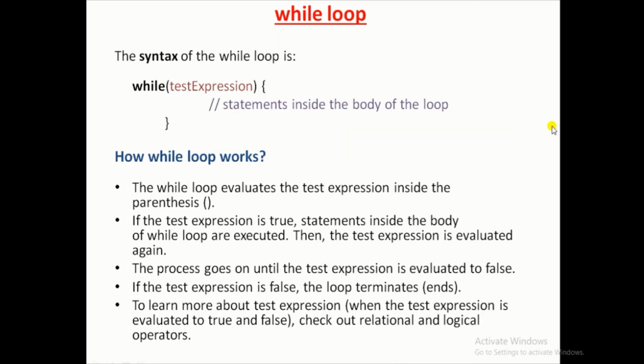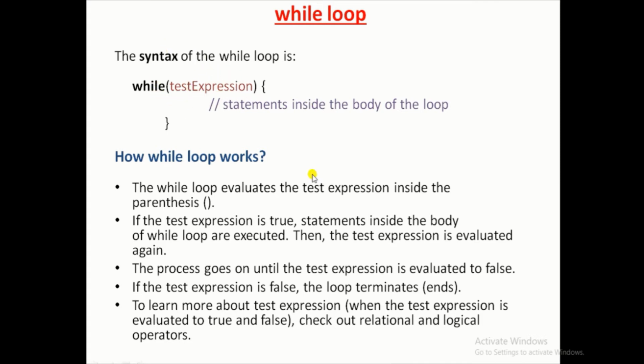Before starting the while loop, we have to have a clear knowledge of the syntax of the while loop. At first we write while, and then we put a test expression or condition here, and then we put a curly bracket. Inside the curly bracket we write the statements of the loop, and they execute if the test expression or condition is satisfied.